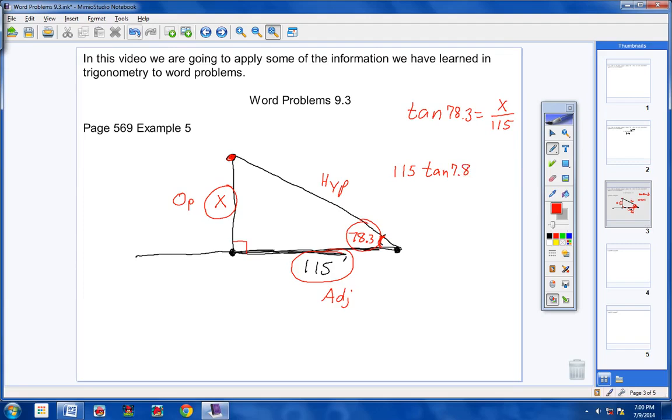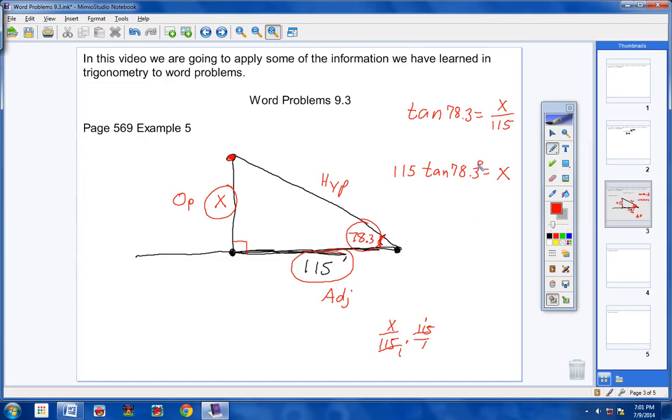Let me fix my decimal there. It's in the wrong place. 78.3. And if you multiply the right side by 115, think about it. You would have x over 115 times 115 over 1. They would cancel, and you're just left with x. So now you know what x equals. X equals 115 times the tangent of 78.3 degrees.